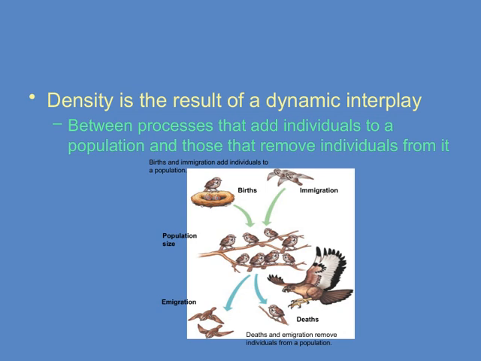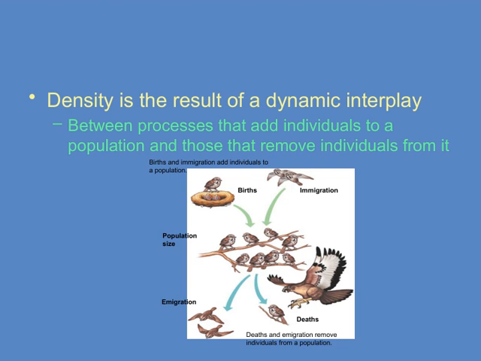On the one hand, births and immigration work to increase the number of individuals in a population. Births are the natural increase through reproduction, while immigration involves individuals moving into the population from elsewhere. On the other hand, we have processes like emigration and deaths that reduce the population size. Emigration is when individuals leave the population to go elsewhere, and deaths obviously decrease the number of individuals.